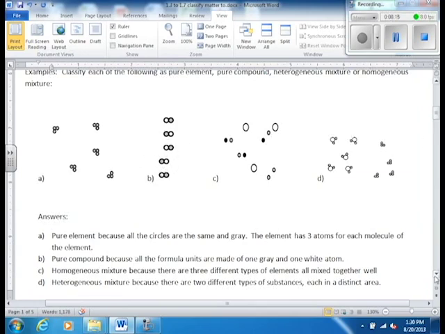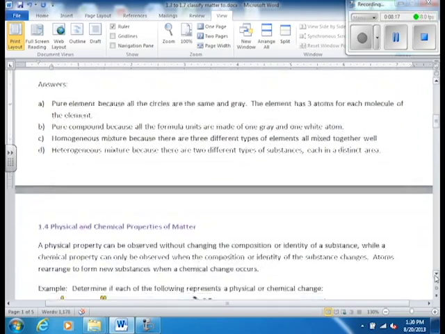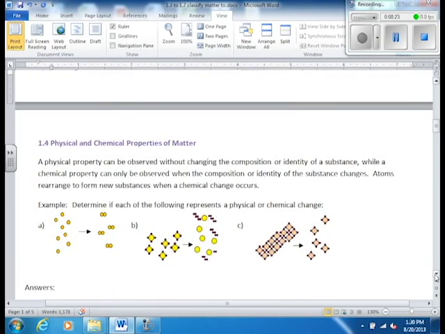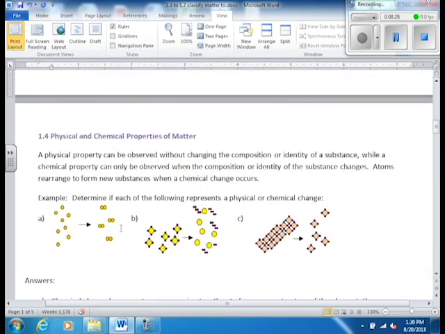So let's do our example problems. And again, if you want to try this on your own, go ahead and pause right now and write your answers in the answer section. You can always change them, or you can wait.